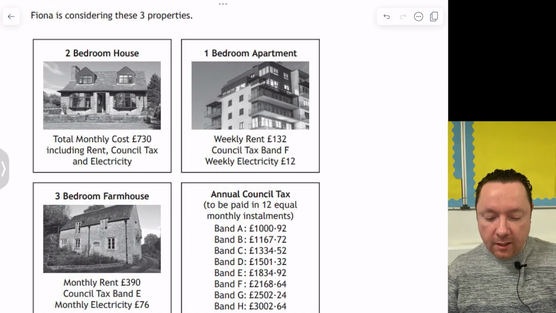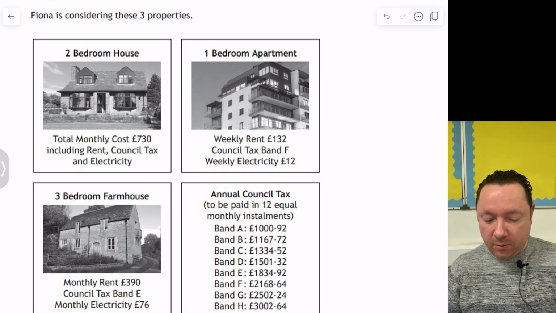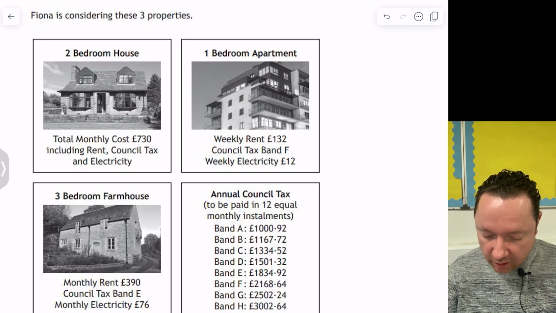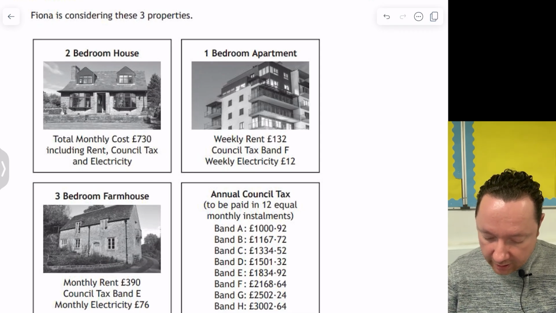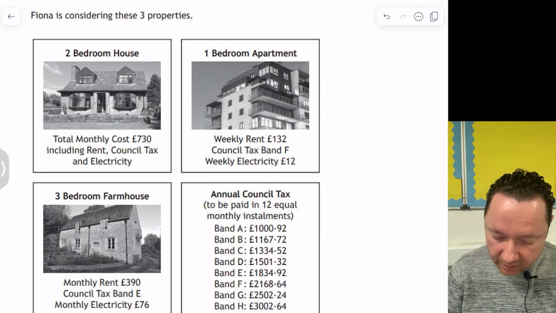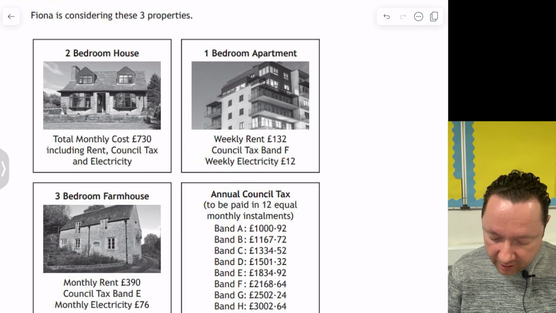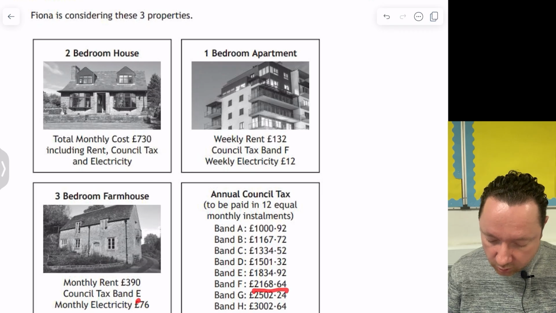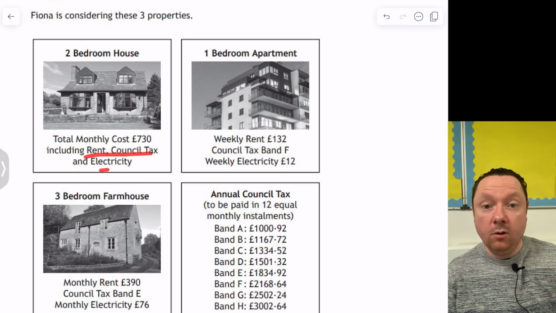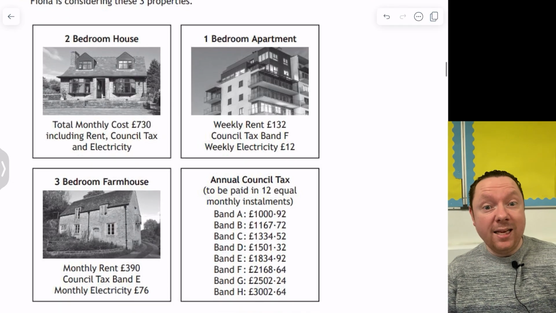Okay, question C. Fiona is considering these three properties: a 2-bedroom house, a 1-bedroom apartment and a 3-bedroom farmhouse. It also gives us the annual council tax payment here for each band. So it tells us the band there, band F for this one, so I'd have to identify that one, band E for this one, which would be this one. And this one says included everything, so I don't need to look for the band. And I presume this is a best buy question.